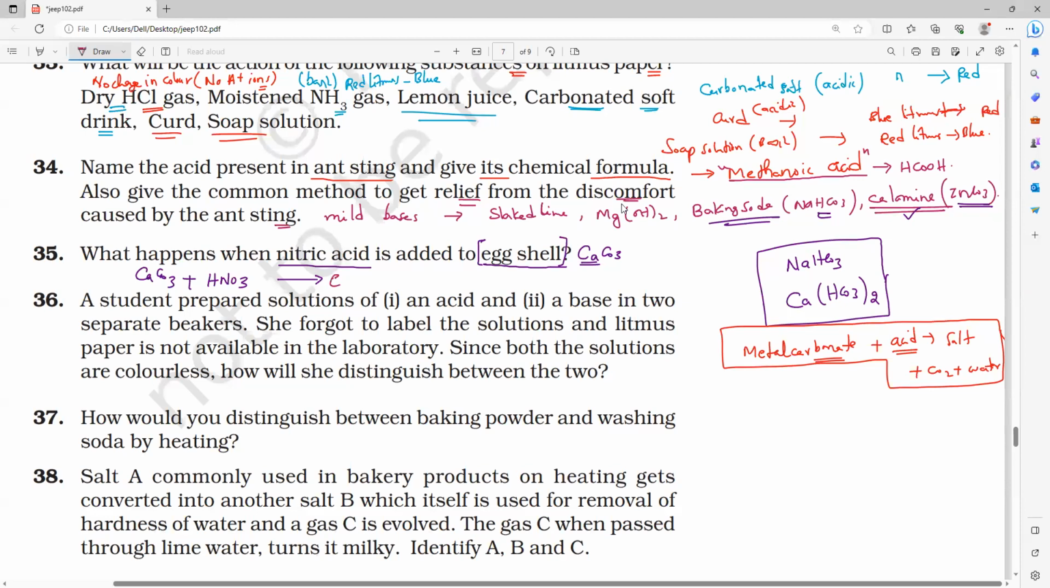Ca(NO3)2. Yes, please, NO3 twice. Very good. Ca(NO3)2 plus H2O plus carbon dioxide.